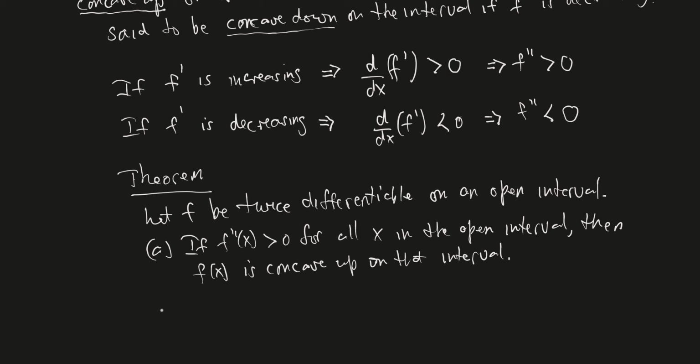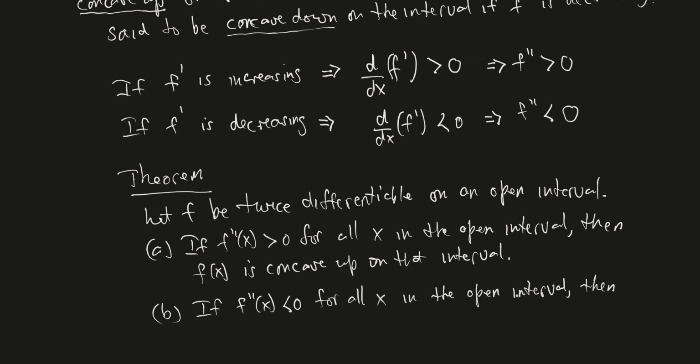And then B, all I have to do is switch that inequality to a less than, and then switch the up to a down. So if f double prime of x is less than 0 for all x in this open interval, then our original function is going to be concave down on that interval.